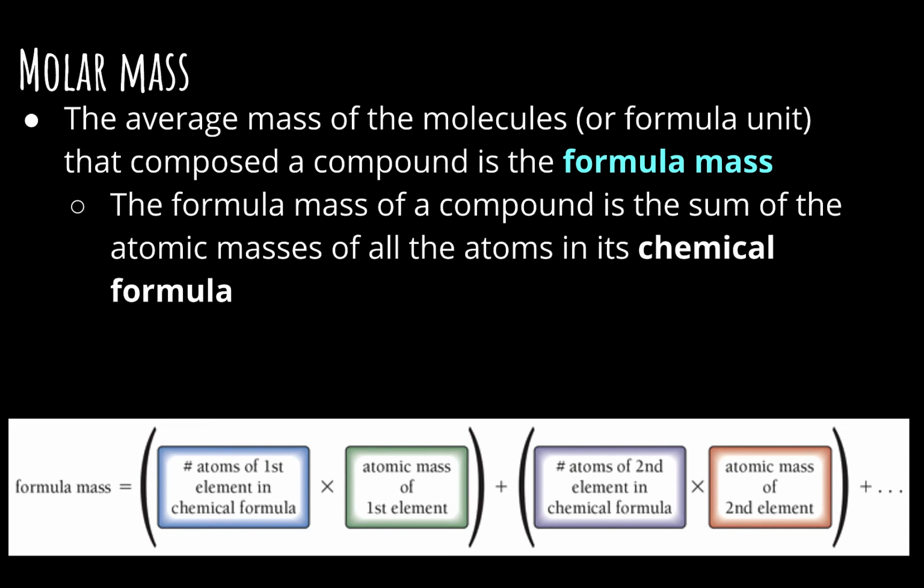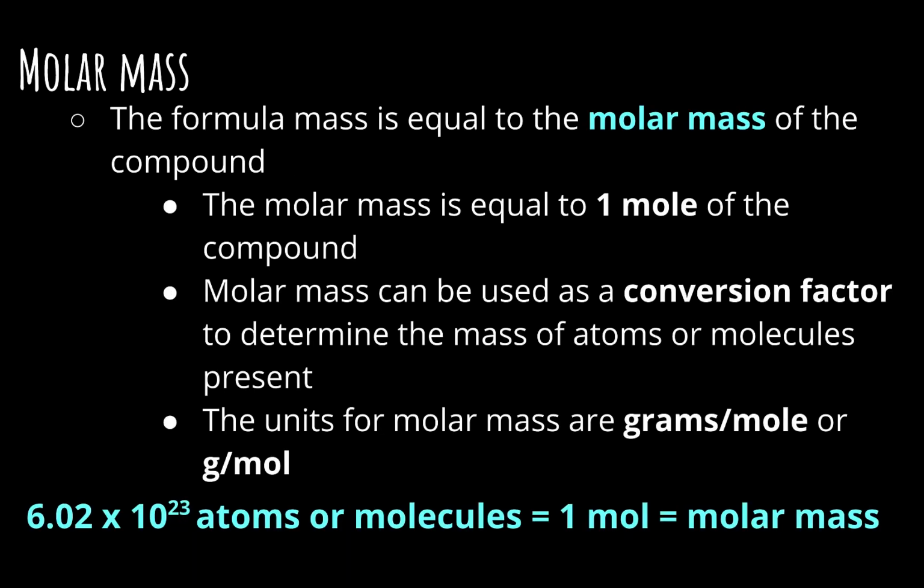The atomic mass comes from the periodic table, the mass value we've talked about before. The formula mass is important because it's equal to the molar mass. So the molar mass of a compound is equal to 1 mole of that compound. Molar mass can be used as a conversion factor when we're trying to figure out the mass of atoms or molecules present. The units for molar mass are grams per mole, or g/mol. So now we can say 6.02 times 10 to the 23rd atoms or molecules is equal to 1 mole, which is equal to molar mass. In the next set of notes, we're going to learn how to actually use that as a conversion factor.